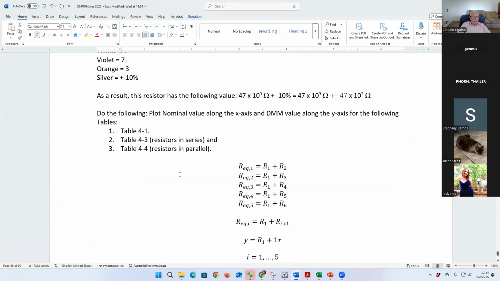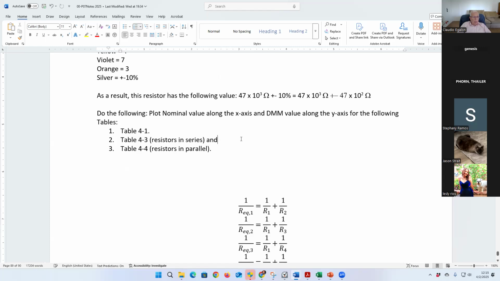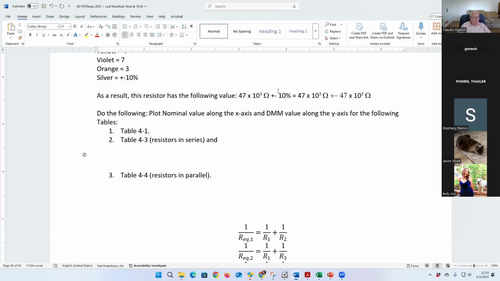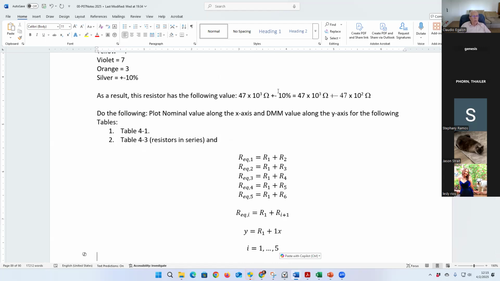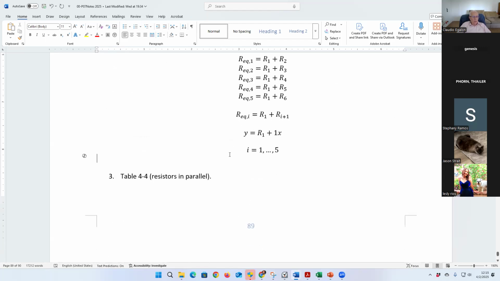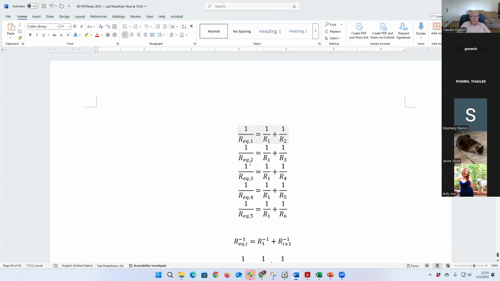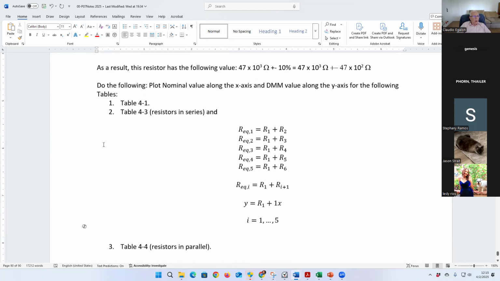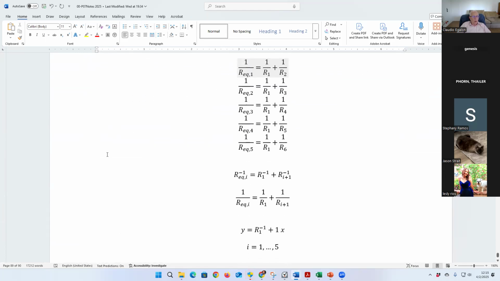Let's see, resistor in series. I'm gonna do it like that. I'll put this one right in here, because the resistors are in series. Here the resistors are in parallel. For 1, 3, and 4.